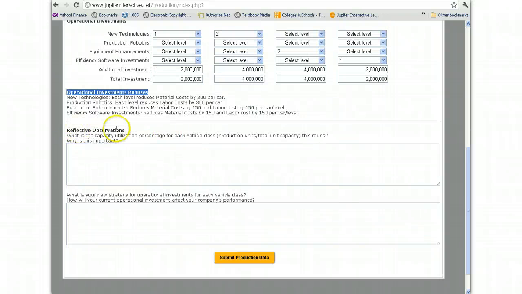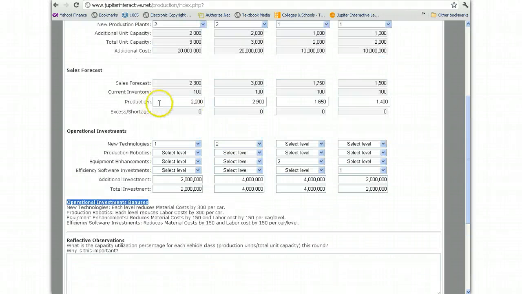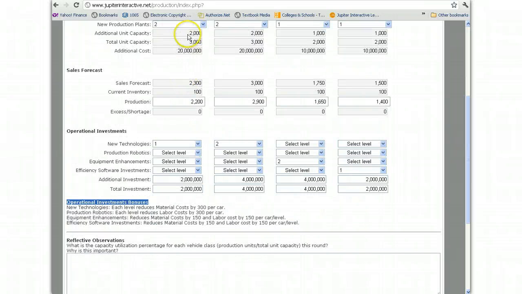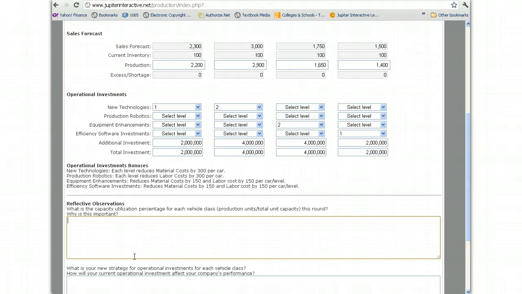Okay, so down here, reflective observation: what is the capacity utilization percentage for each vehicle class? Production units. Okay, so my production units, let's do the economy. Let's see, production units are 2,200 divided by my capacity of 3,000. So here I put in econ, 2,200 divided by 3,000.